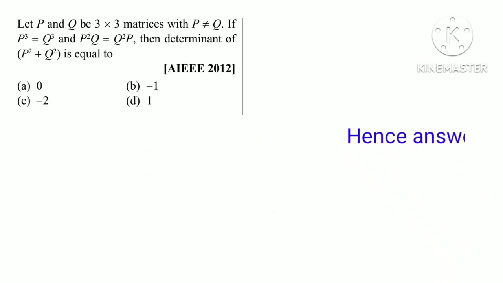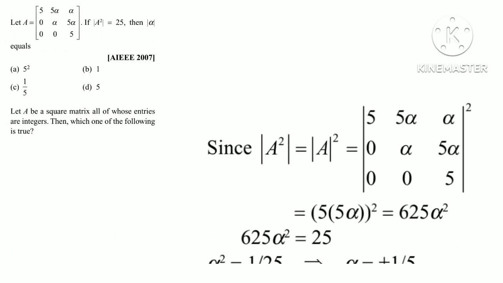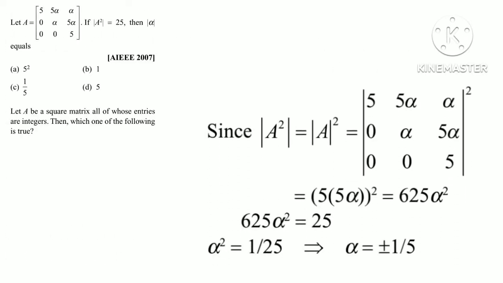Next problem: A is equal to the given matrix, and the condition is given that determinant of A square is equal to 25. So determinant of A whole square is the determinant of A whole square. You know how to find the determinant of A, and equate to the given answer 25, and then you can get the value for alpha. That is alpha is equal to 1 by 5 or plus or minus 1. Take the square root. C is the answer.